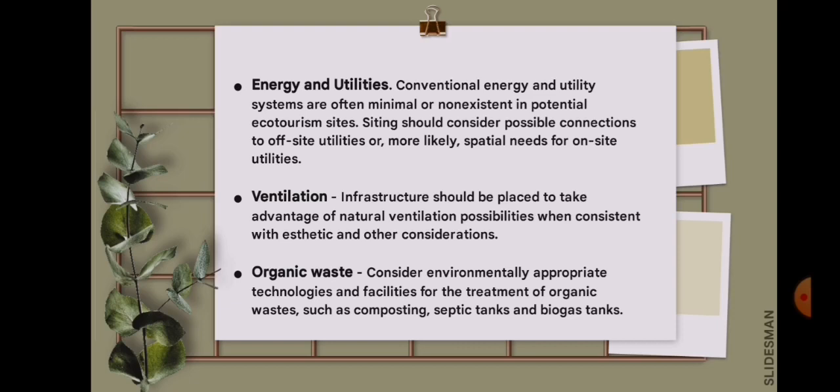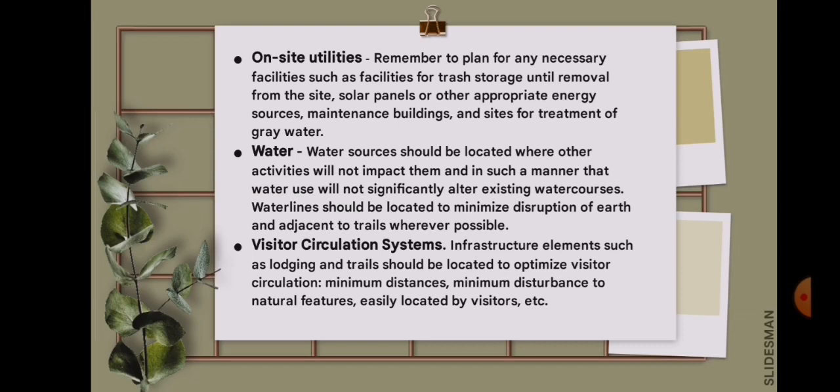So if there will be a hotel establishment near the shore, these establishments should have a compost pit or septic tanks for the different waste so that it will not be put into the oceans. Next is the on-site utilities. Remember to plan for any necessary facilities such as a facility for trash storage until removal from the site, solar panels or other appropriate energy sources, maintenance buildings, and sites for treatment of gray water.